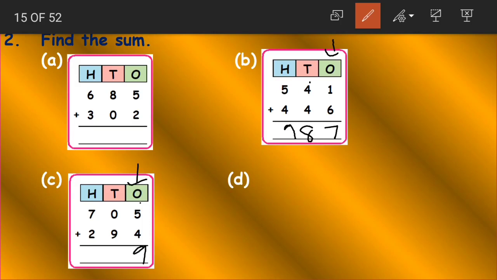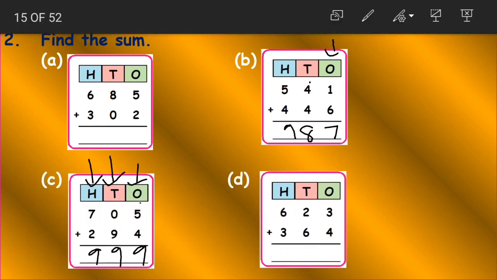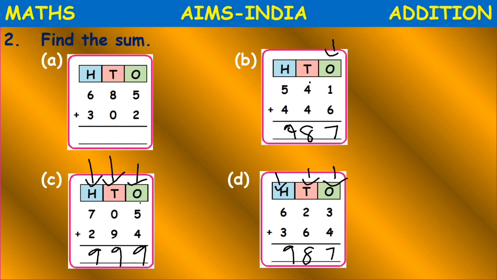5 plus 4 is equals to 9. To the tens place, 0 plus 9 is equals to 9. And in the hundreds place, 7 plus 2 is equals to 9. Question number D. In the ones place, we have 3 plus 4, which is equals to 7. In the tens place, we have 2 plus 6, which is 8. And in the hundreds place, we have 6 plus 3, which is 9. Okay, children, hope you got the correct answers.